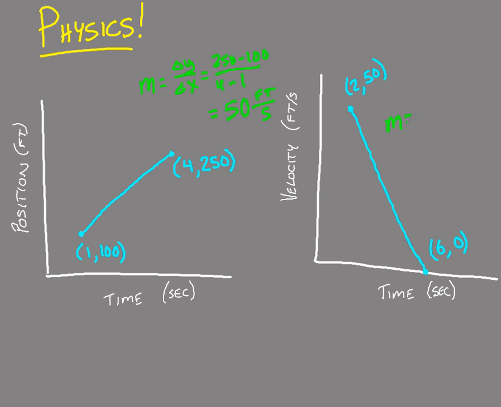I could find slope here, which would be, in this case, 50 minus 0 over 2 minus 6, which would give me like negative 12.5. But what would this unit be? My y's are in feet per second, and my time is in seconds, so that would be feet per second squared. So the slope of a velocity function gives you something that is an acceleration, and that's something you should be thinking about.